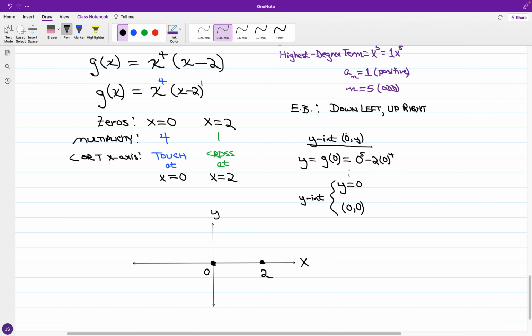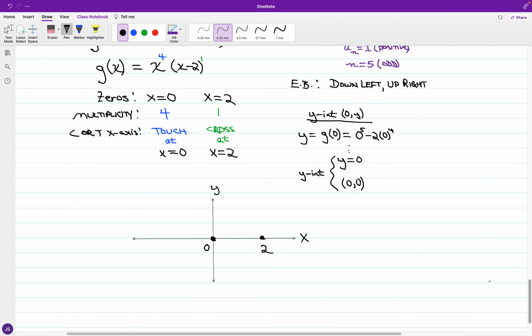For the end behavior, again, we have down to the left, up to the right. So you have this occurrence once again. You have down from the leftmost 0. And at the other end, you have up to the right. So you have upward motion to the right of x is equal to 2.